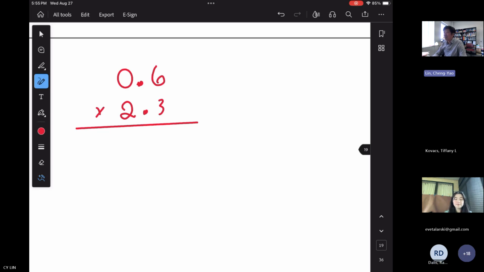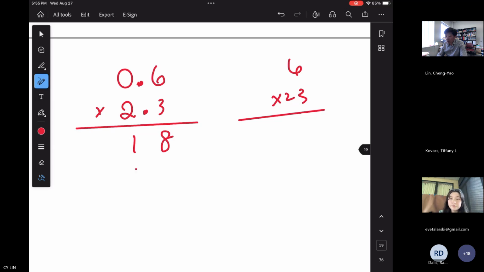Then you count the decimal places back, right? So ignore the decimal point. Actually, you take 6 times 23. Ignore the decimal point. So you do 3 times 6, 18. Next, 2 times 6 is equal to 12. Yes or no?